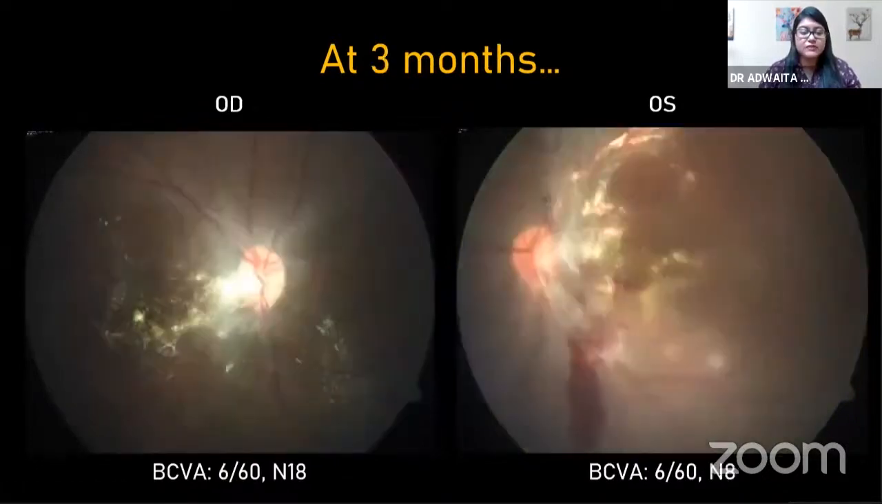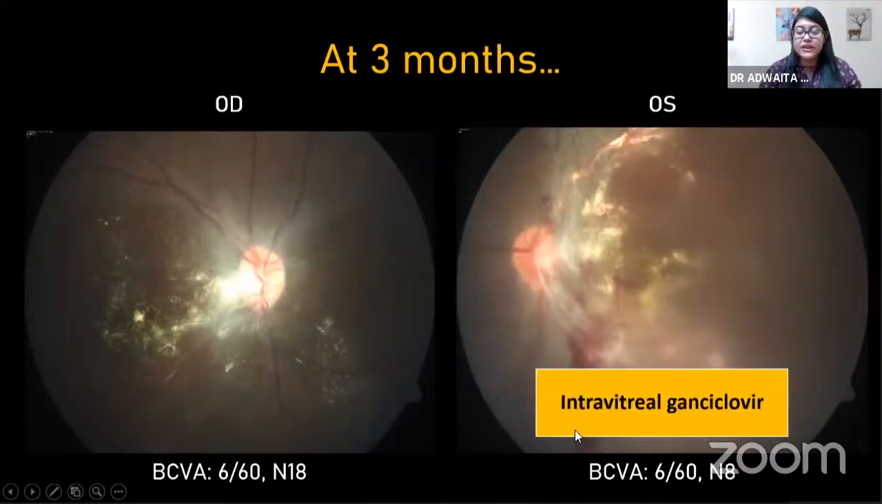1 month after starting valacyclovir, the right eye vision has now improved. But in the left eye, there is still a lot of exudation. We can see there are some regressing neovessels with developing fibrosis and some bleeding. He was now given a left eye intravitreal ganciclovir 2000 international units.